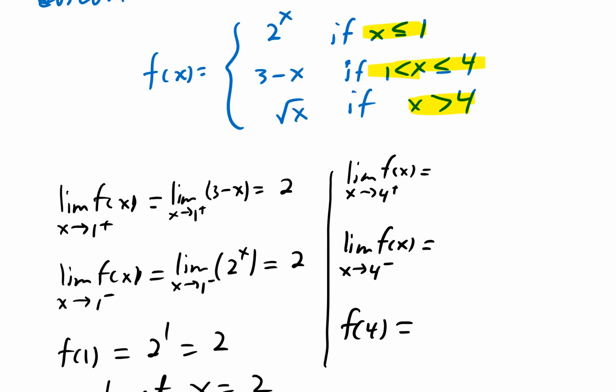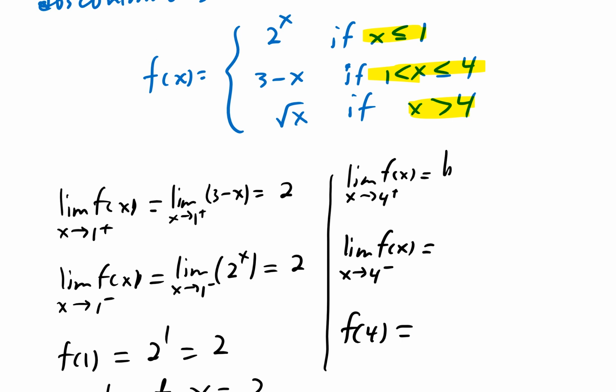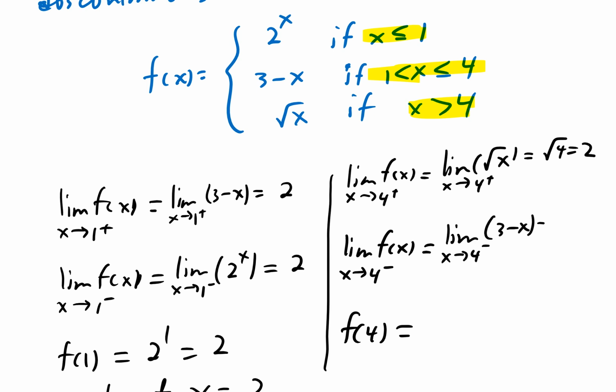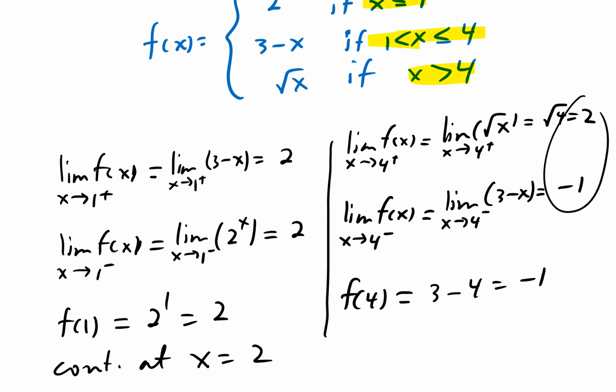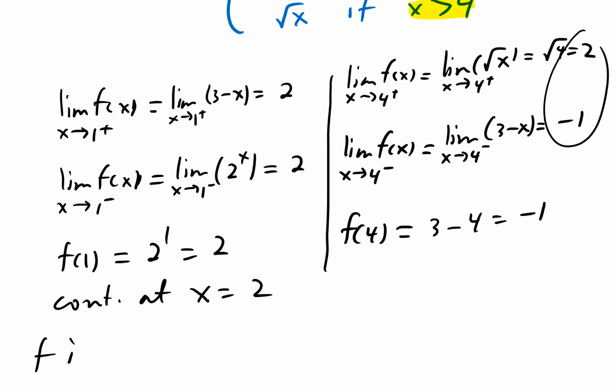At 4 plus, meaning a little bit above 4, you use the last function. That's like square root of 4, 2. At 4 minus, below 4, which is the middle one, 3 minus x, 3 minus 4, negative 1. And f of 4 is the last one as well, negative 1. Notice these are not the same. So f is discontinuous at x equals 4 only.